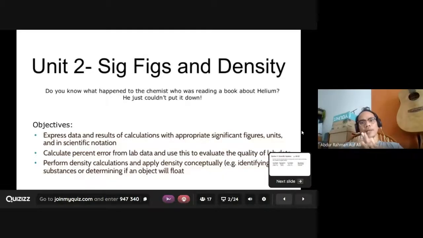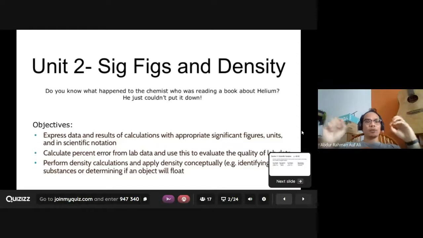One way to explain it adalah dengan menggunakan density. So nak tunjuk kepentingan significant figures ni, saya guna contoh density. So dia tanya kat sini, do you know what happened to the chemist who was reading? No, that was the wrong question.